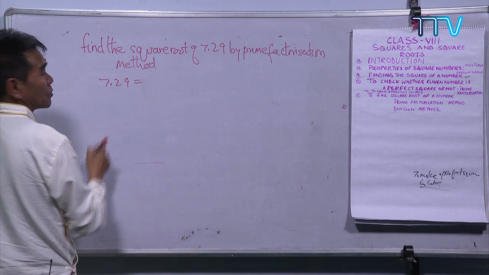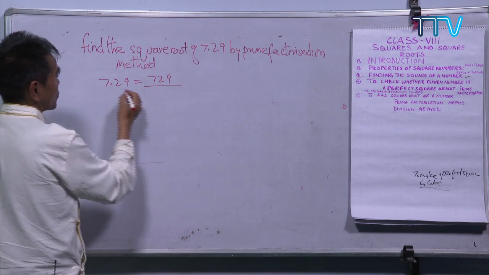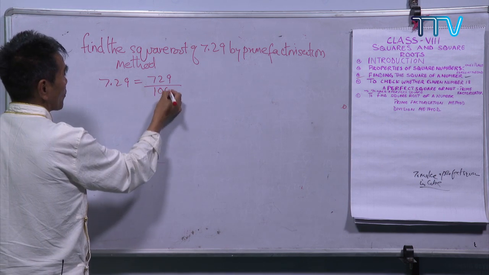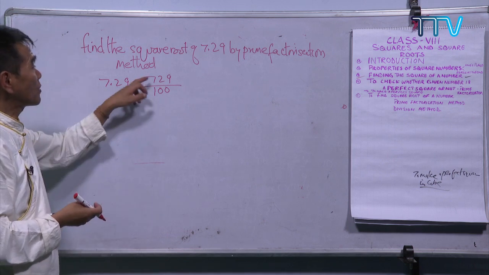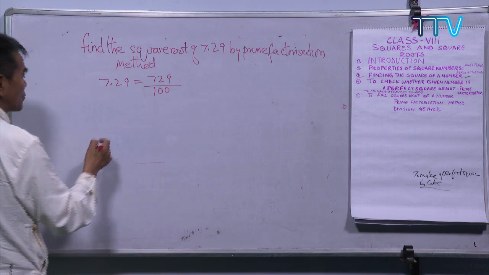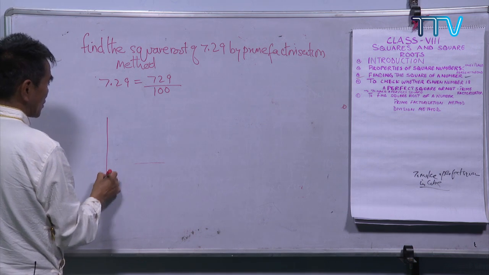7.29 is equal to 729 over 100. In the denominator, 100 has two decimal places, so you place two zeros. Now you find the prime factors of 729.